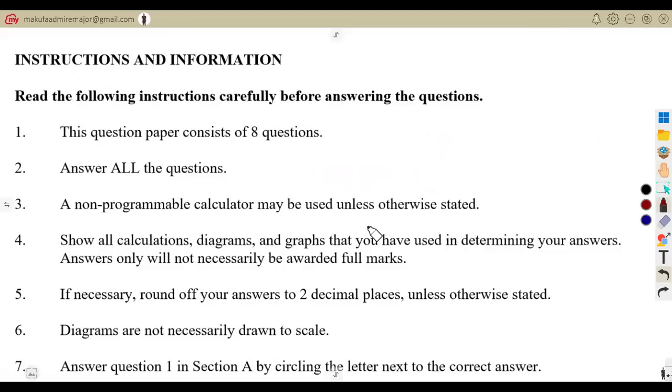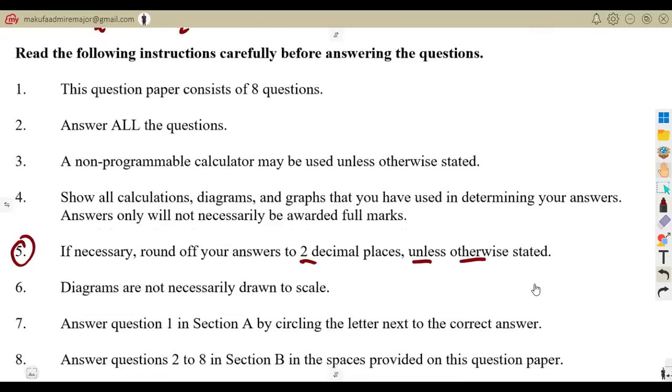Just make sure you revise at least 3 question papers before your exam. You see that they do repeat the way they ask these questions. All right, so not wasting much of your time, guys. Make sure you go through your instructions and information. Mostly important for your answers to be to 2 decimal places, unless otherwise stated.